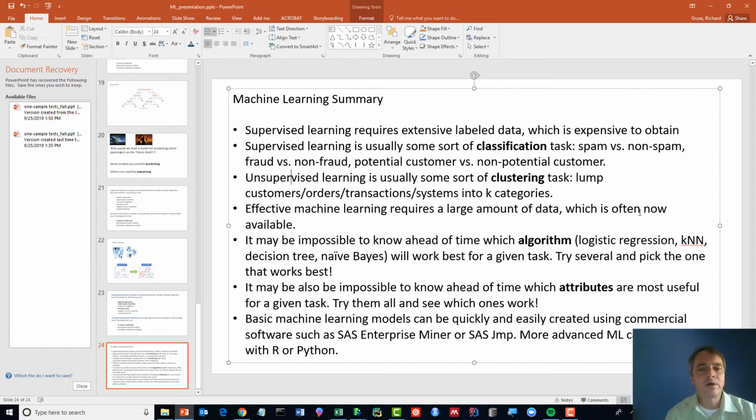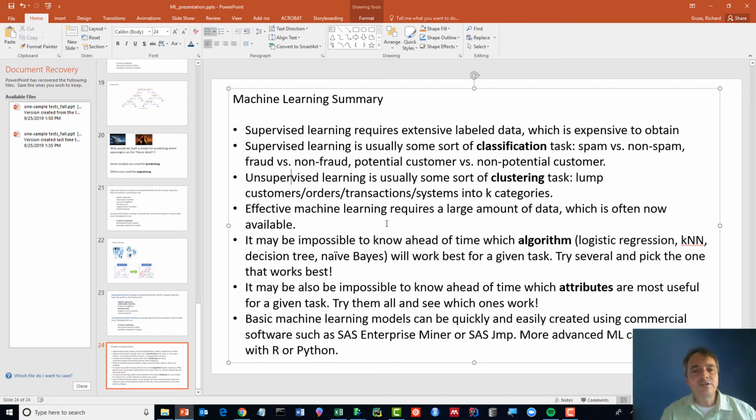And there again, unsupervised learning is usually some sort of clustering. So when you want to lump customers, orders, transactions, or systems into a certain number of categories. Okay. And then when you have a new one, you can, based on those characteristics, put it into a cluster and be able to understand something about the cluster.